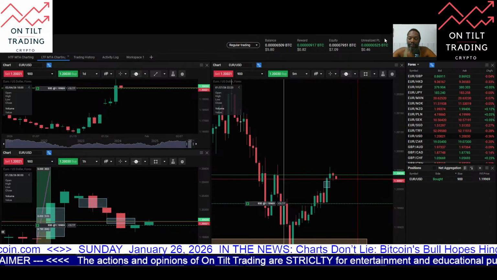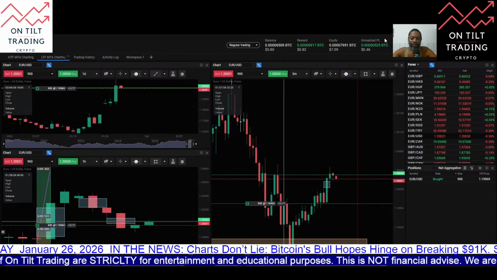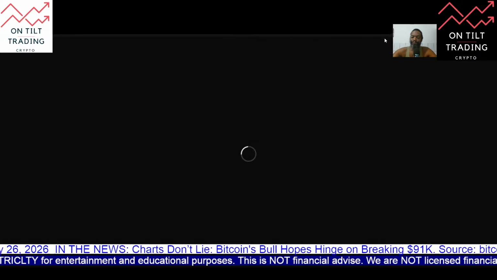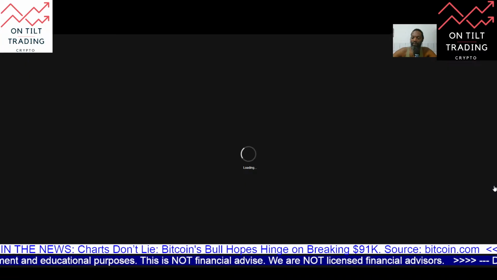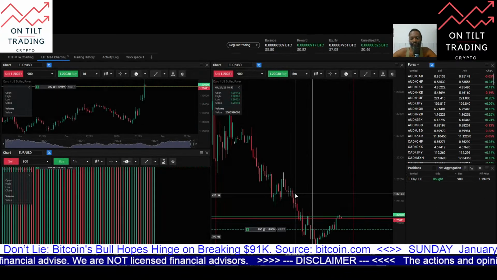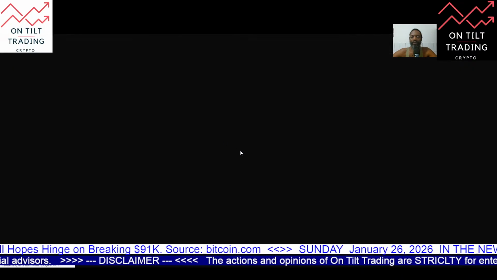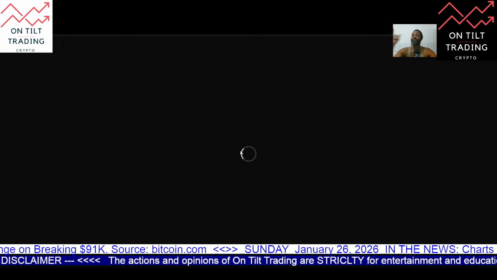Still consolidating here. 1.221. Platform is resetting here. Let's refresh this.